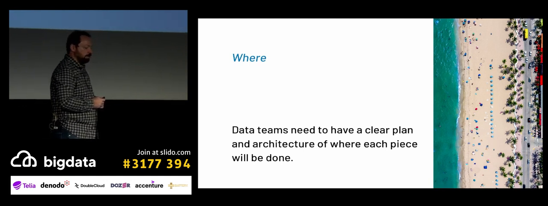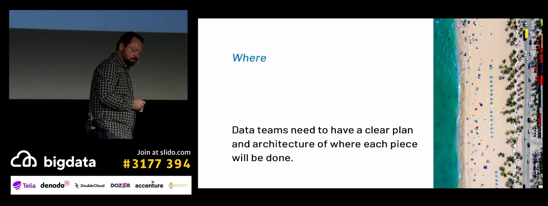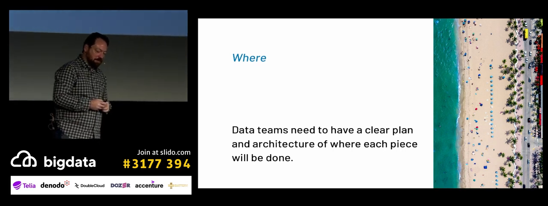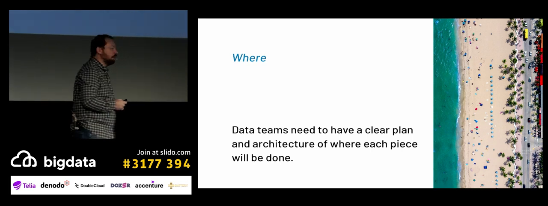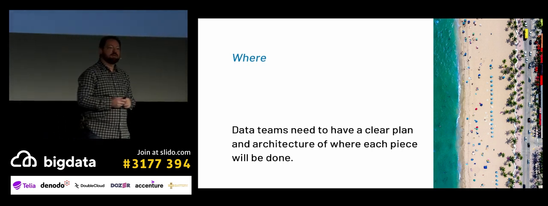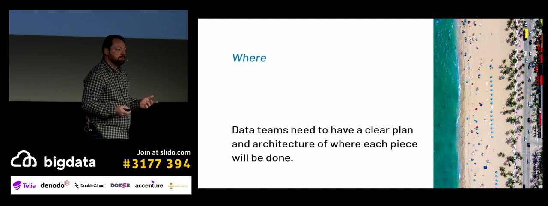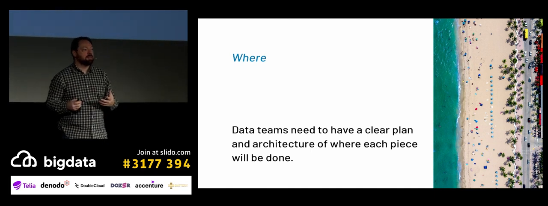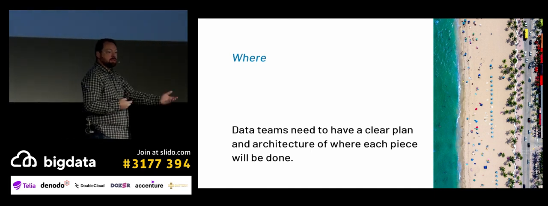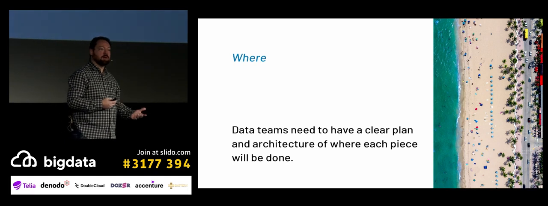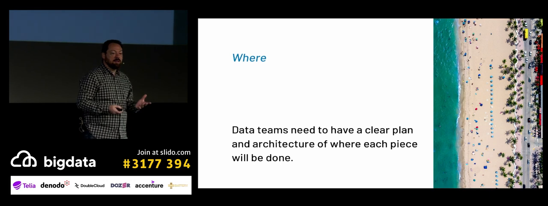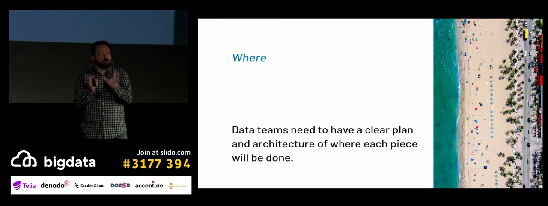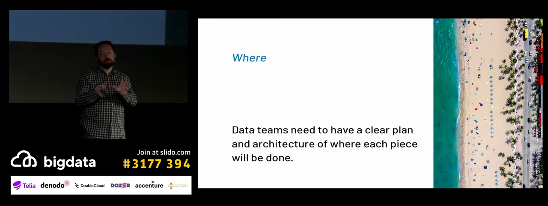Next we have where. And it looks like there are some parts missing to that where. But where are we going to execute things? We need a clear plan. Just saying in the cloud isn't enough. What we do need to do is say, here's where I'm going to run this. This is the technology I'm going to run it on. Here's the technology I'm going to use to serve up the data. These are all important parts of what we're going to do and how we're going to serve it up.